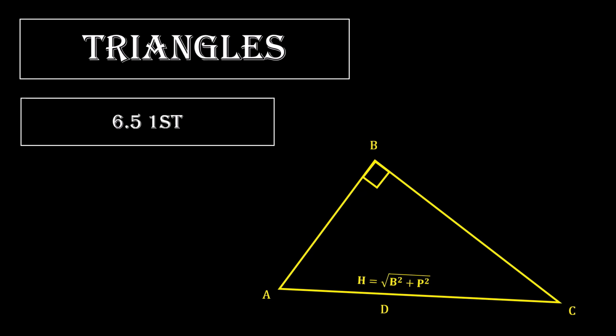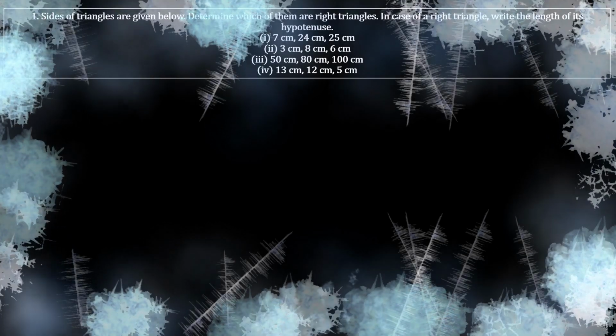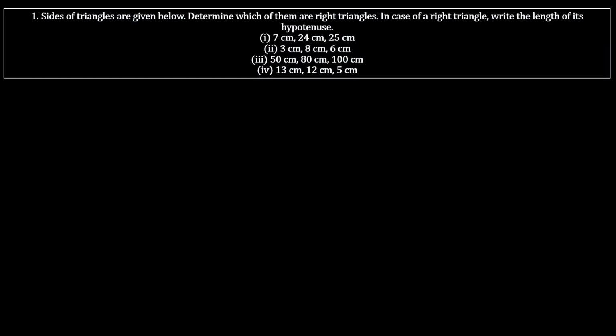We can sum up the theorem and its expression as this: h is equal to under root b square plus b square, and we'll apply this according to the need of the question in this exercise 6.5. So let's begin with the first question of the exercise. Now here we are given the sides of a triangle. We have to verify whether it's a right triangle or not. In case of a right triangle, we will write the length of its hypotenuse.